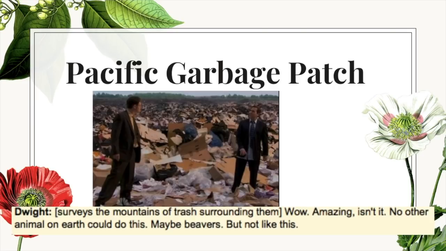Right here I have an example of reference to The Office. So in this picture, Dwight is looking around at all the trash in the dump, and he says, "Wow, amazing, isn't it? No other animal on Earth could do this. Maybe beavers, but not like this." So he's basically referencing the fact that the garbage that we create is so different from animals and plants, because garbage for animals and plants is like leaves and petals off of flowers, which obviously will decompose pretty quickly, but plastic and cardboard is not going to decompose that quickly.